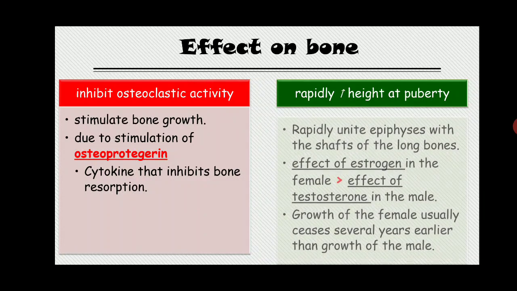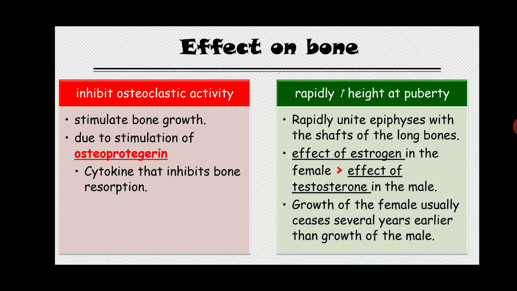Got it? So it rapidly unites the epiphysis with the shaft of the long bone, and the effect of estrogen in female is more as compared to the effect of testosterone in male, and growth of a female usually ceases several years earlier than the growth of a male. So in puberty, a female looks taller than the male because of the effect of estrogen, but as time passes, inside the female the epiphysis is fused with the long bone, it is basically utilized, and the actual height of a female is rather less than the actual height of a male. Got it? Because the effect of estrogen is faster in fusion of the epiphysis as compared with the effect of testosterone in the male.